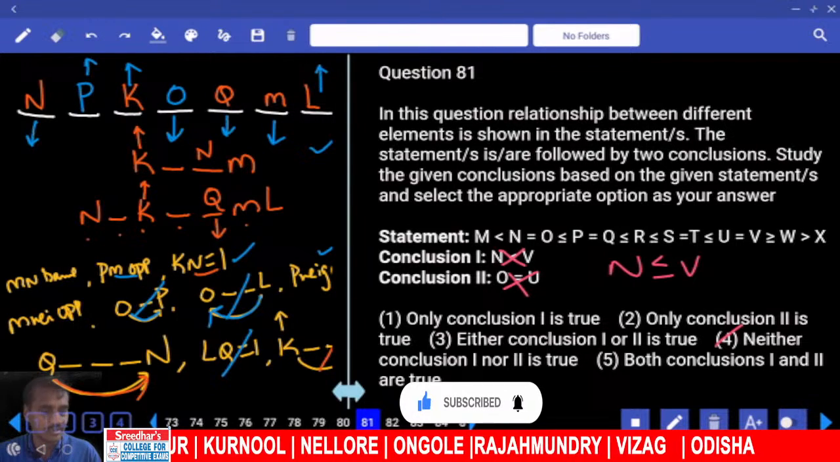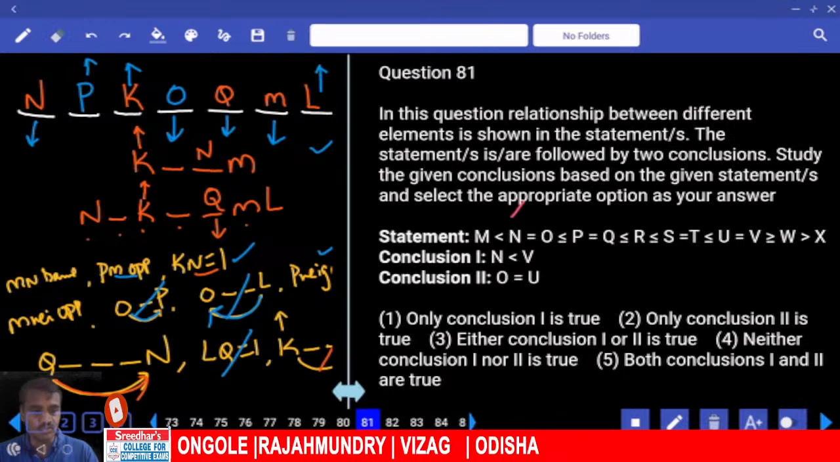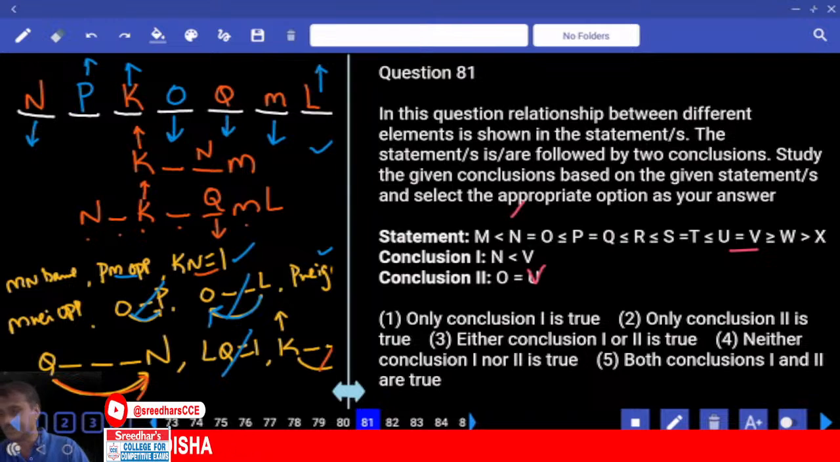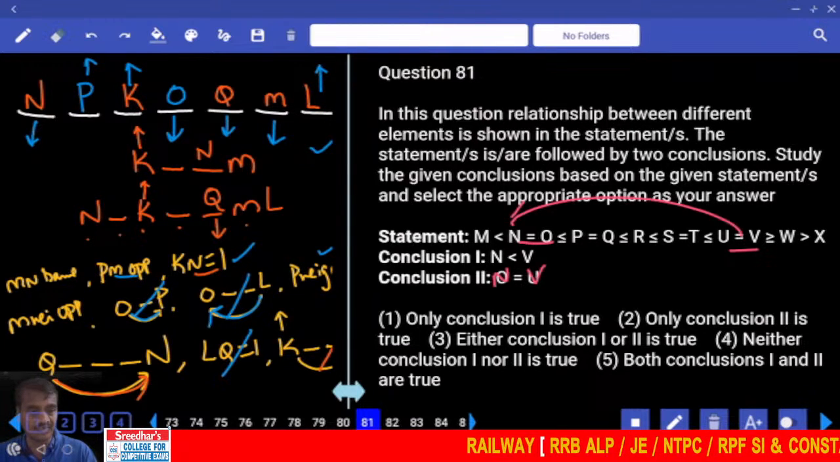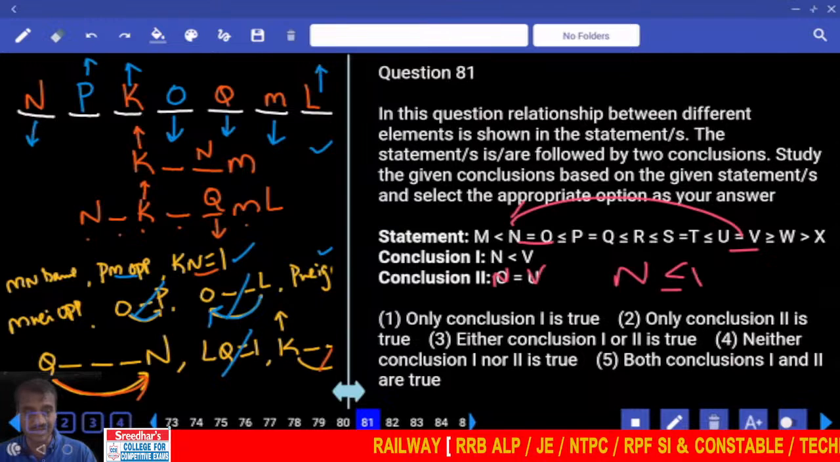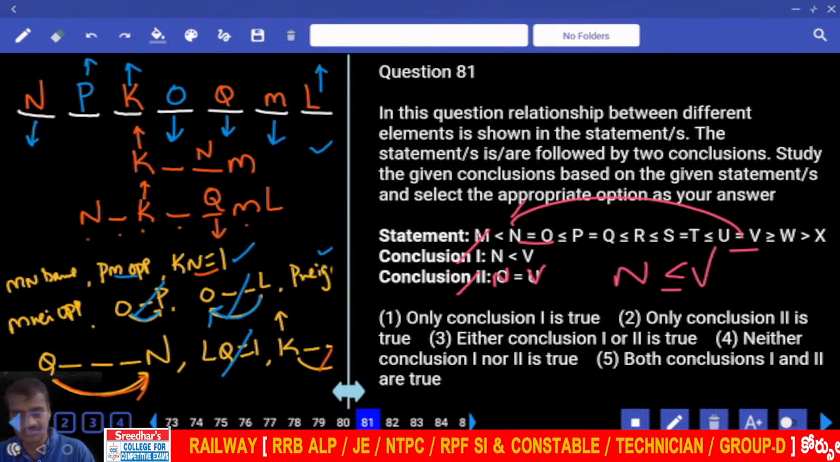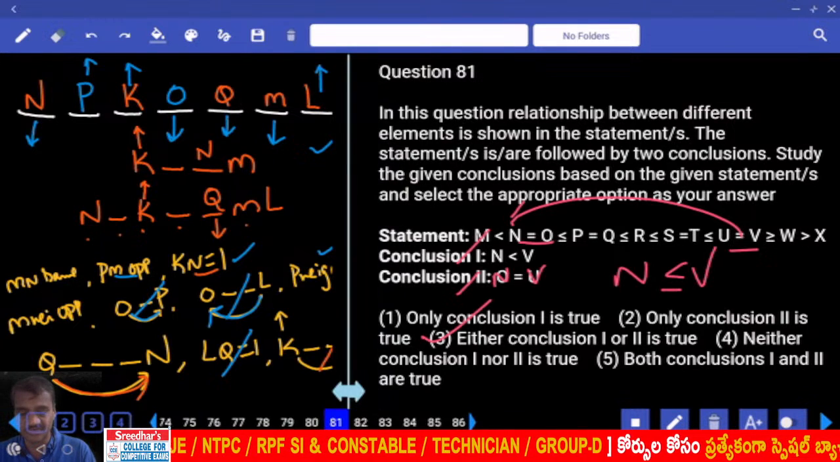Now in this one, N is here, then O and U, if you observe here, U and V are one and the same. And in the place of U, you can take V. That means N and O both are one and the same. And in the place of O, you can take N. Then what is the information we have from N to V? N is either lesser than or equals to V. First one is lesser than, second is equals to, and it's either 1 or 2, choice 3. Done with this? 81, choice 3.